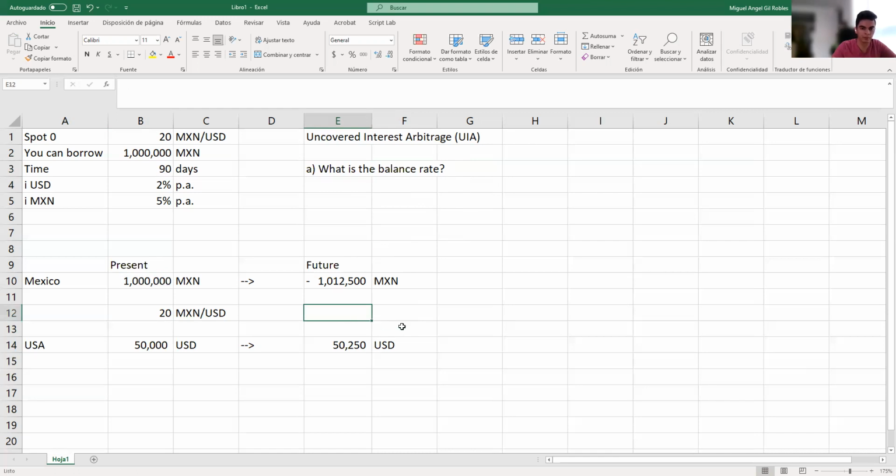So to calculate that balance, it's actually quite easy. It's not very difficult. You need to divide the two future values, and which one on top and which one at the bottom, it all depends on the rate. So in here the rate is Mexico on top, dollars at the bottom, so you need to do the same division, Mexico on top and dollars at the bottom. I will just add a minus, so I don't get a negative number in here. So this is the balance rate, 20 pesos and 14 cents.